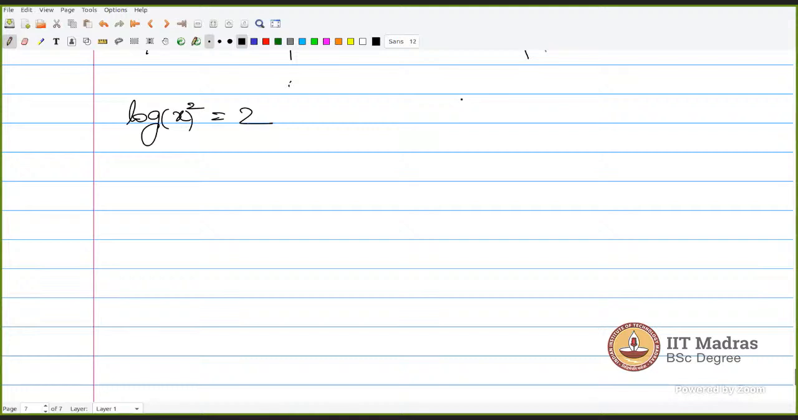Log x square is equal to 2. So now I can solve this as 10 to the power 2 equals x square. x square is equal to 10 to the power 2, which means that x is equal to plus or minus 10. And for both these values, since we're squaring it, the domain should be fine, right?